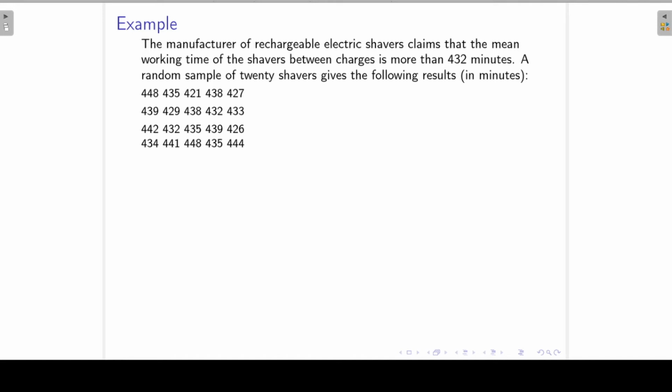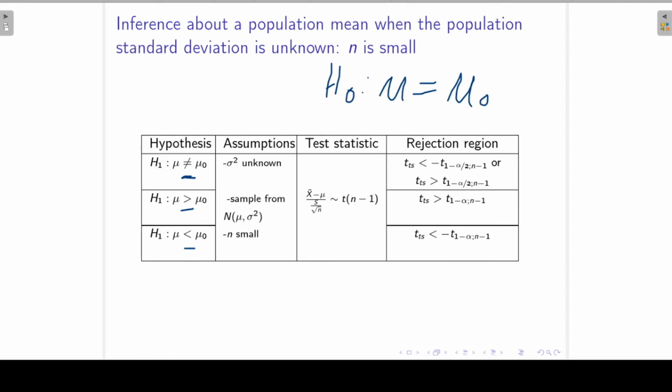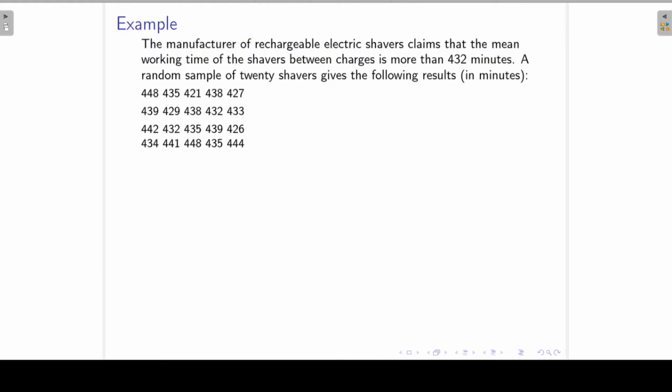Okay, so if we go back to our table here, our population variance is not known. And we are working with a small sample because our n is 20, it's less than 30. Now, it's not specifically given that our sample comes from a normal distribution, and there are different tests to test whether the data can be assumed to come from a normal distribution. In this lecture, we are not going to spend too much time on that.